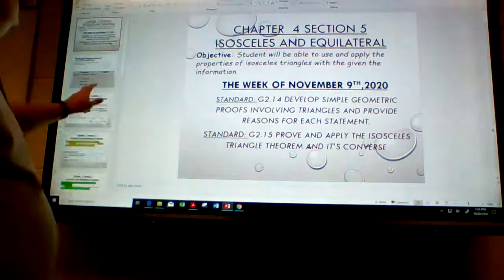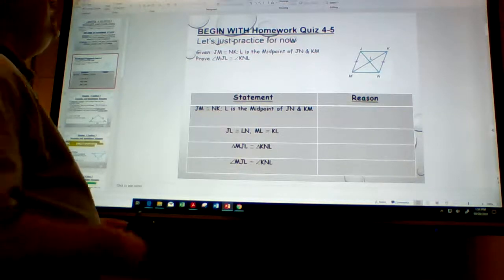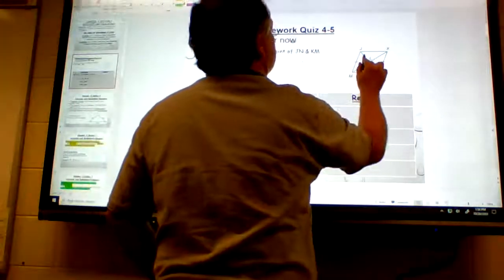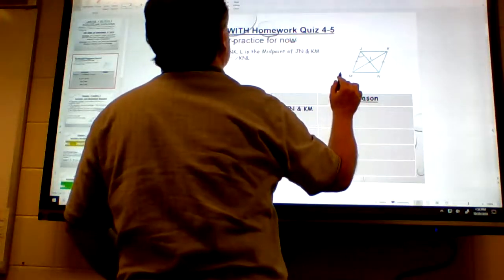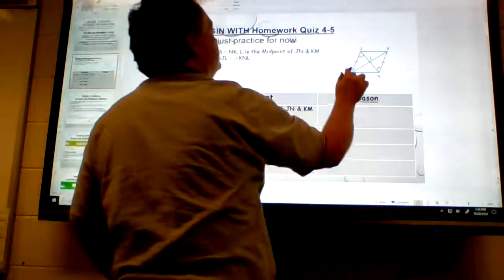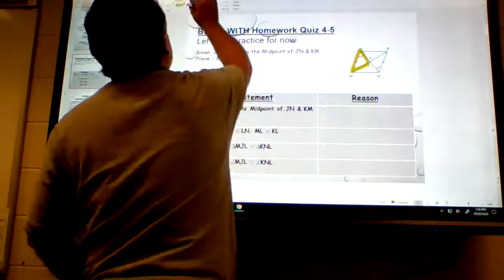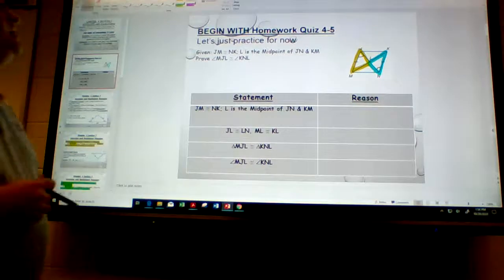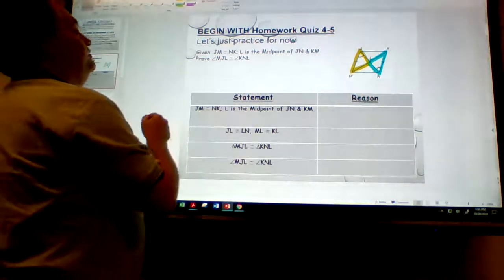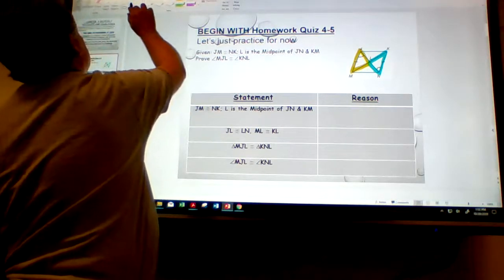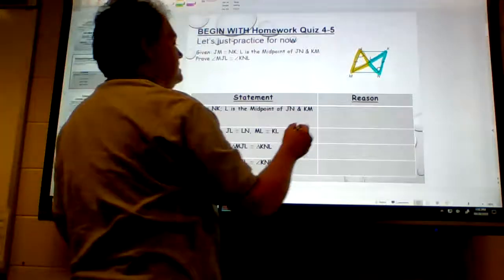All right. Now, homework quiz 4 or 5. Let's talk about how to prove that angle MJL, which is this angle, is congruent to angle KNL, which is that angle right there. But before we do that, we have to first prove that this yellow triangle is congruent to this triangle. Now, we are given that JM is congruent to NK and that L is the midpoint of both JN and KM. So we can state that these are the givens.